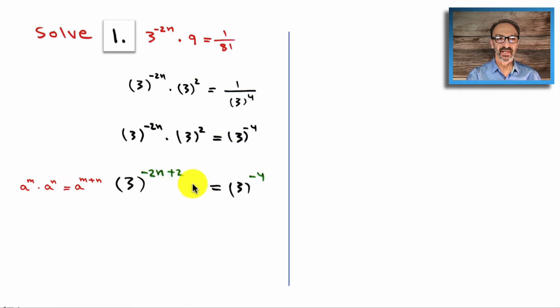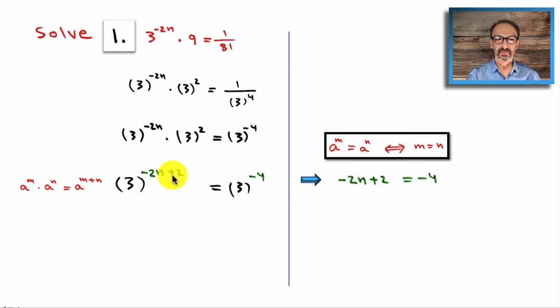Now, since I am comparing two powers with the same base, I should end up with the same exponents, so the exponents should be equal. This implies that the exponents should be equal: minus 2n plus 2 should equal minus 4. And that's the rule: a to the power m equals a to the power n implies, if and only if, both ways, that m should equal n. We're going to use this rule for all the 10 examples.